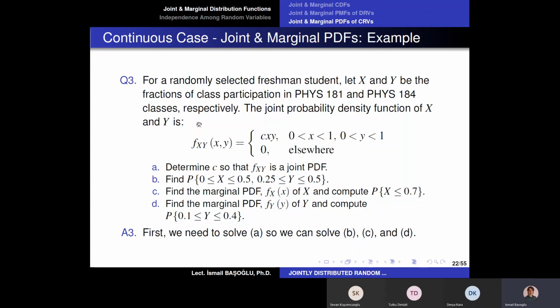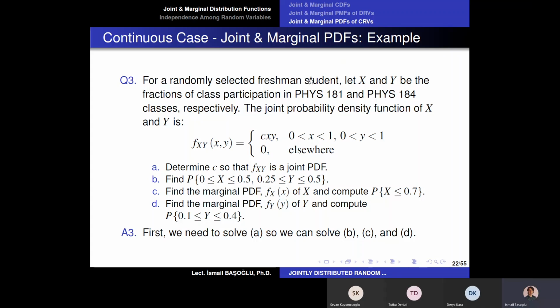So we are going to solve question number 3. And in the following pages, we are going to solve a few more questions related to joint and marginal probability density functions of continuous random variables. So this is just our first question.